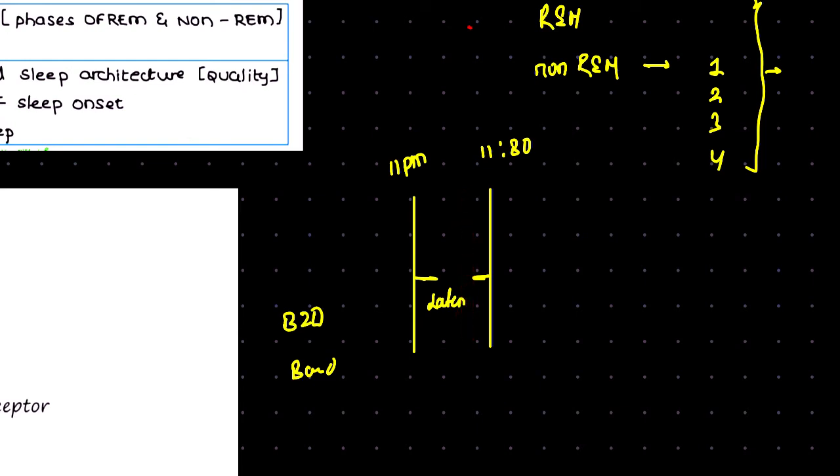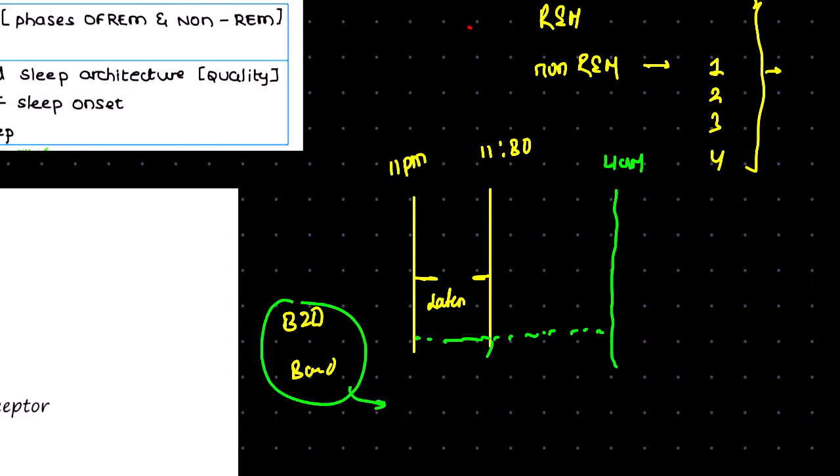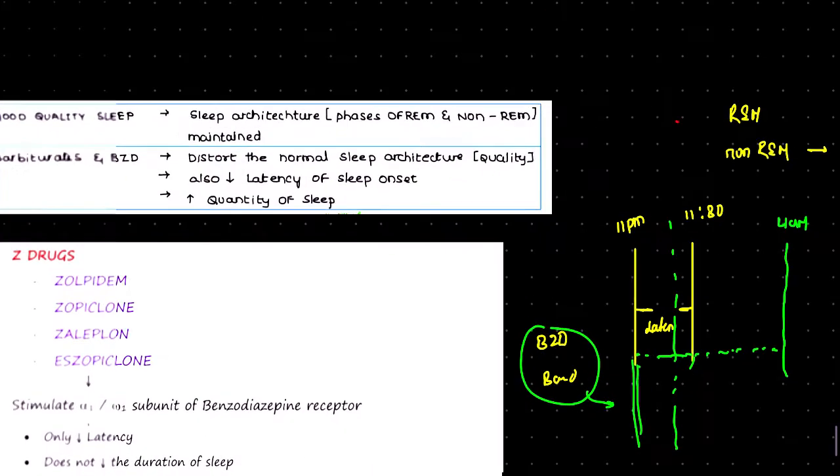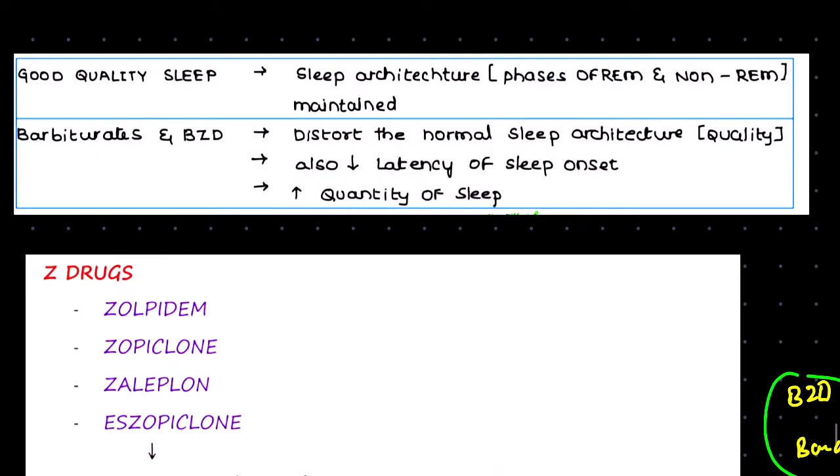Let's say in the case of insomnia, what normally happens? The person goes to bed mentally prepared at 11 p.m. but gets into sleep at 4 a.m. So there is a large latency. Now these benzodiazepines and barbiturates will decrease the sleep latency, and they increase the quantity of sleep. That means the duration is increased. We discussed these things earlier.